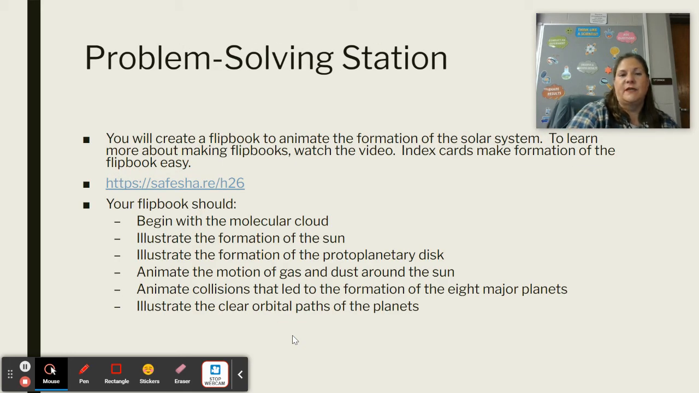The final station is the problem-solving station, and you are going to make a flip book to animate what the formation of the solar system probably looked like. Just to make sure that we understand how our flip book should look, there is a short video showing how to do this.